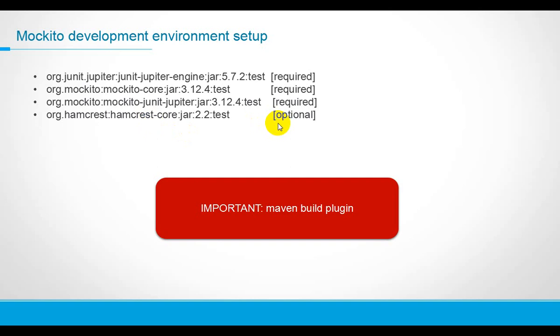Okay. And the most important thing is we need to add the Maven build plugin. As you know, JUnit 5 and JUnit 4 are a big difference. JUnit 5 uses service loader to detect the unit test source code and then execute it. So we need to configure the plugin in our POM file. That is the JUnit 5 engine.